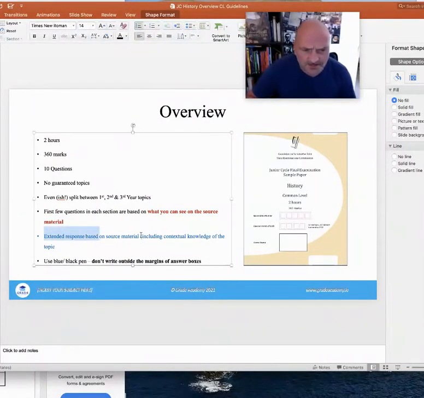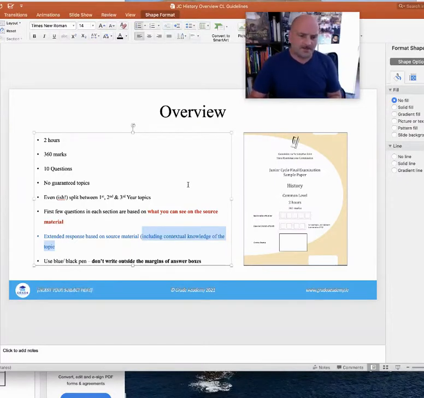Now, extended response based on source material, including contextual knowledge of the topic. Following on from the last point, by extended, I mean it comes in many parts, A, B, C, D, E, F, and G. And you can be sure that from C on, C, D, E, F, and G, that will be contextual knowledge, your own accumulated learning of the topic and the information that you have about it.